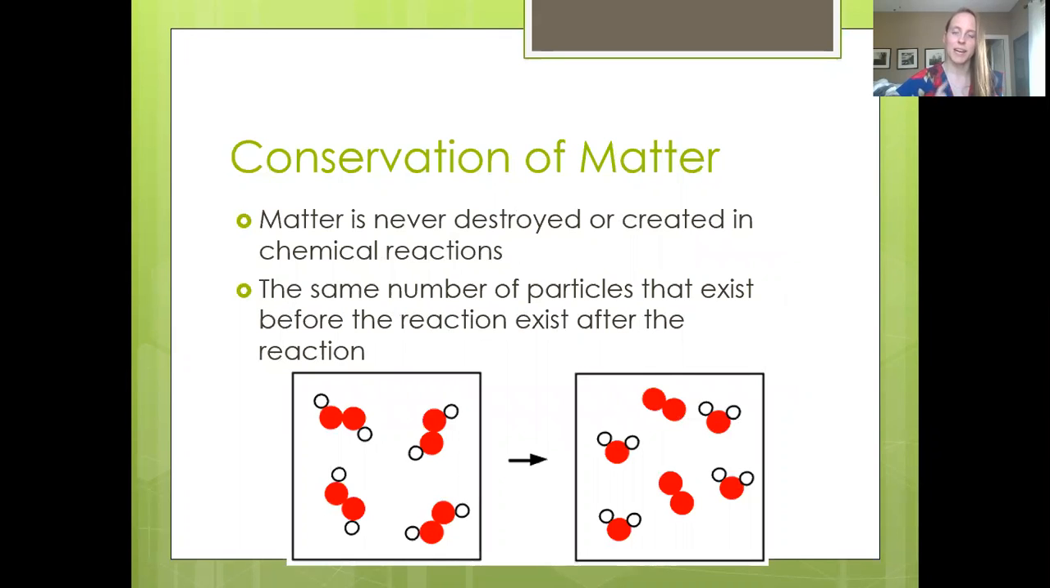This is important because the law of conservation of matter says that matter is never created or destroyed. It is just rearranged in chemical reactions. So you have to have the same number of particles in your reactants and in your products. They're just going to be arranged differently. So if we look at this example at the bottom here, if you count all the red circles that you start off with, you'll have the same number of red circles in your products, and same with the white and black circles.